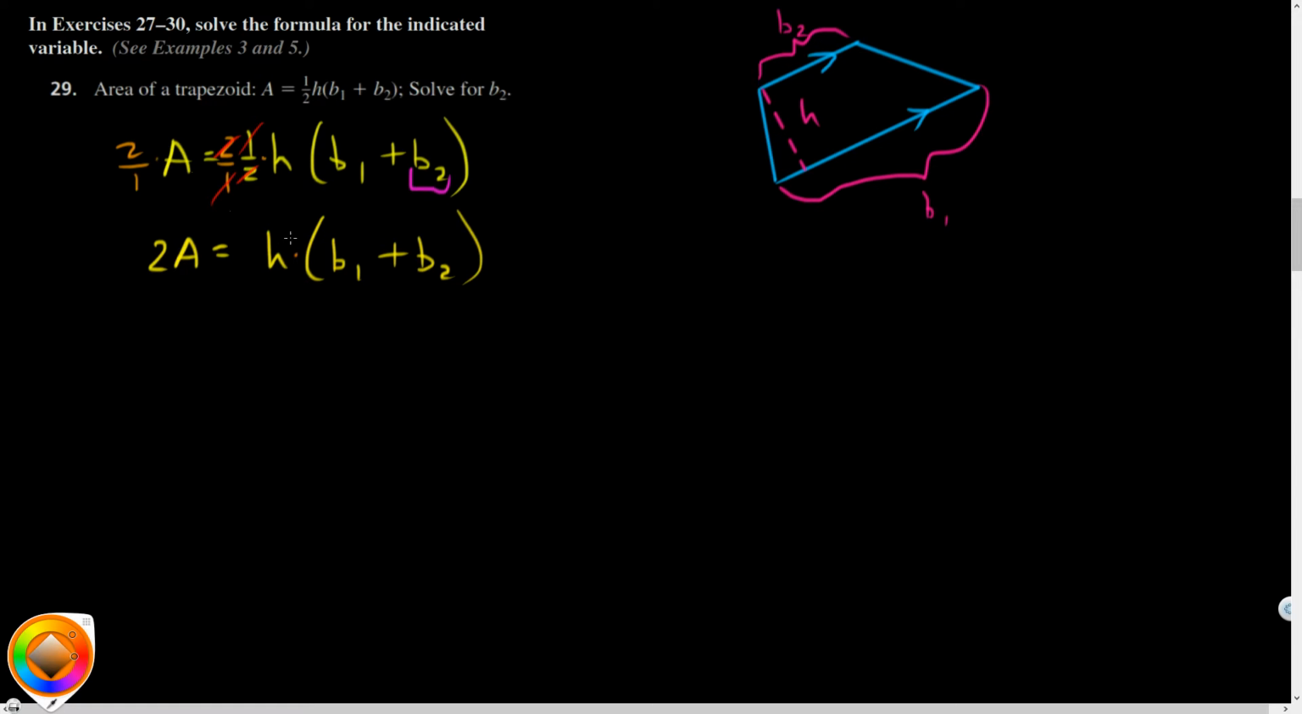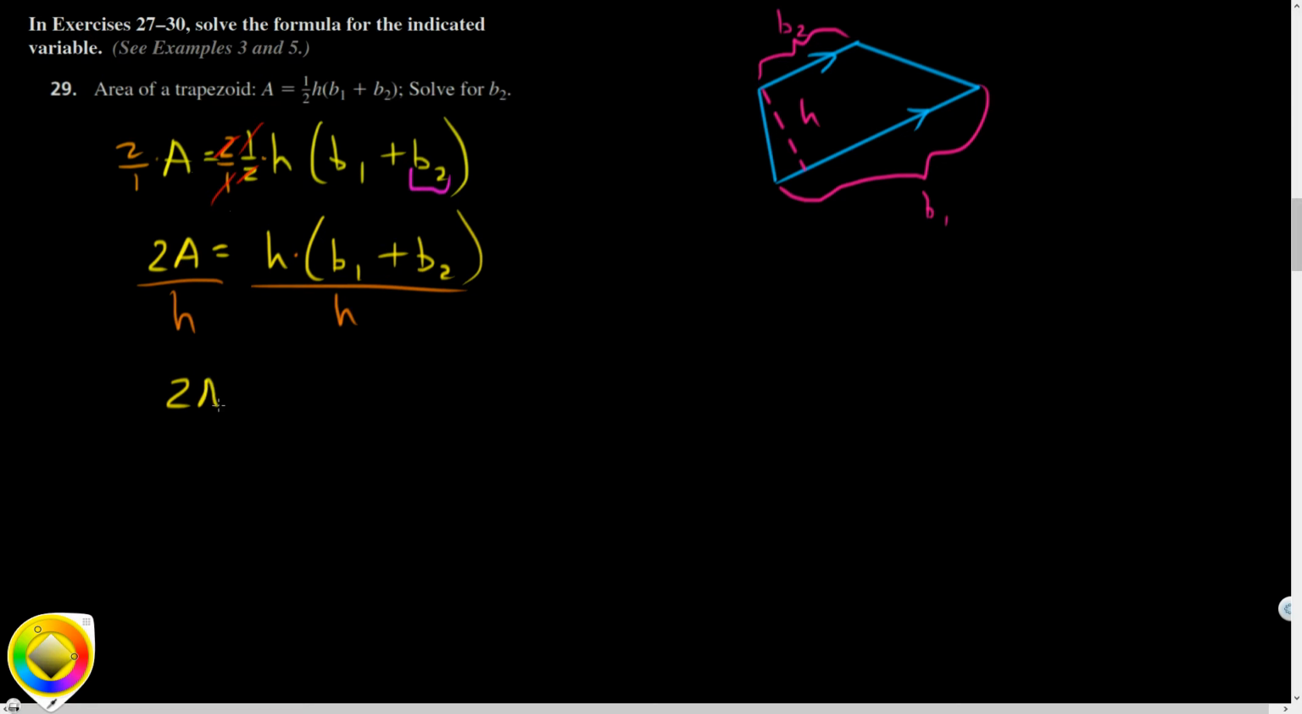So now what could I do to get rid of the h? I could distribute, or, yeah, I'm going to go the divide route. Technically, I could have done these 2 steps together. You could have actually multiplied both sides by 2 over h if you wanted. But we'll divide both sides by h.